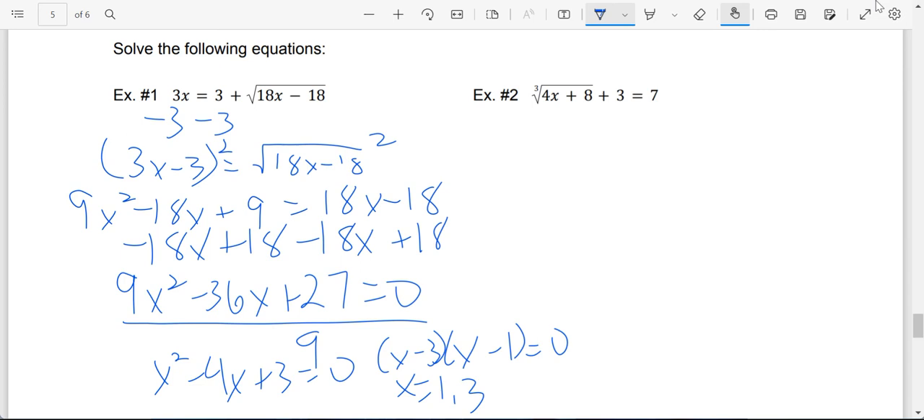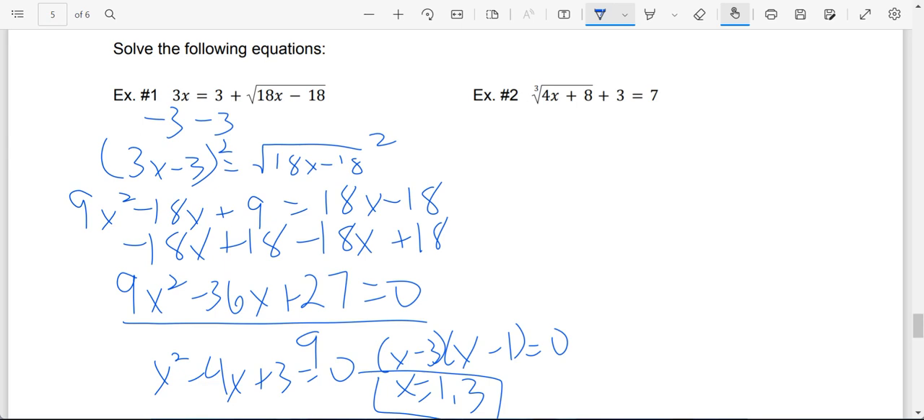Okay, common things you might see is that two sides don't equal each other, or the value you solve for makes your square root negative, and that's a no-no. But in this case, if you plug them back in, the left side will equal the right side for both of them. So your solution is in fact 1 and 3.